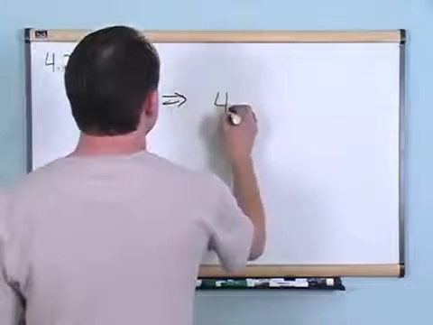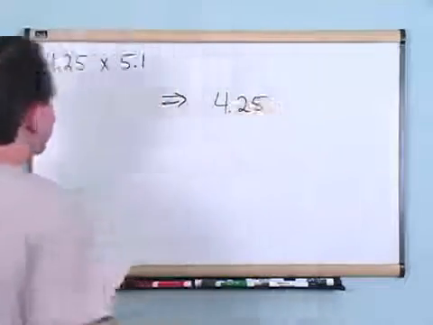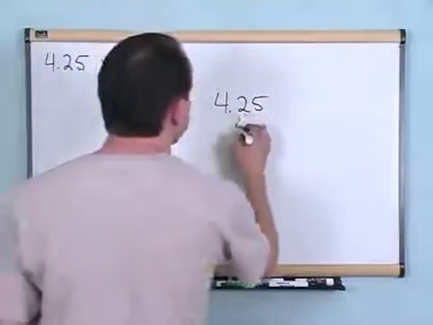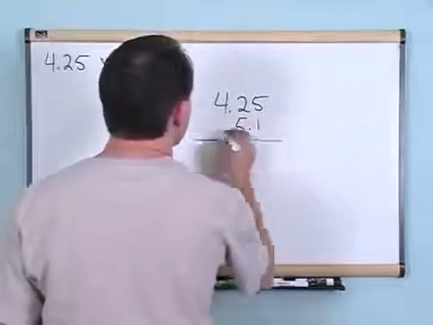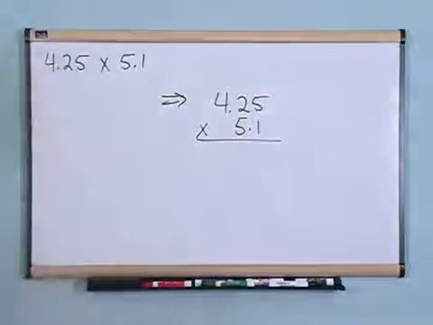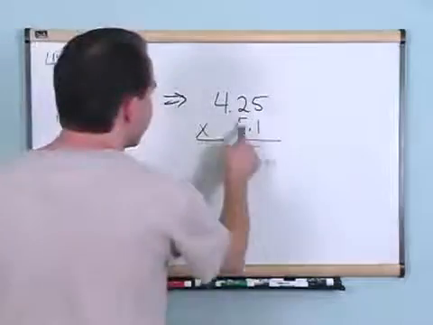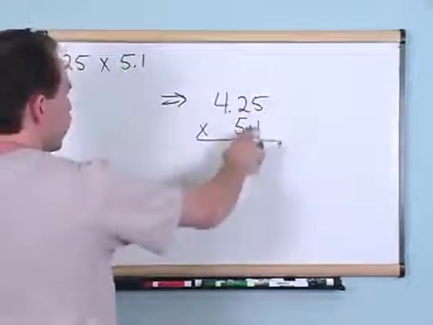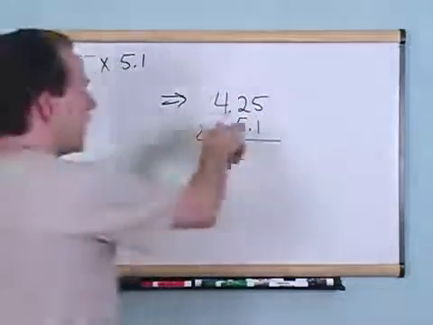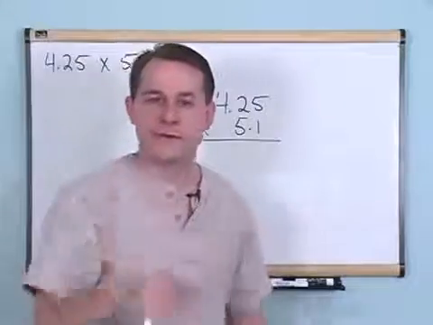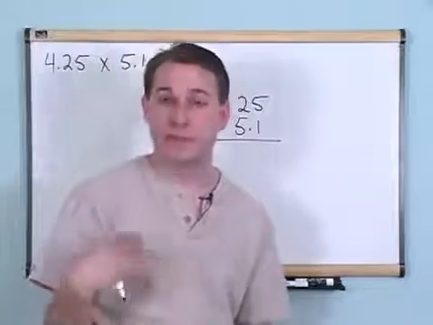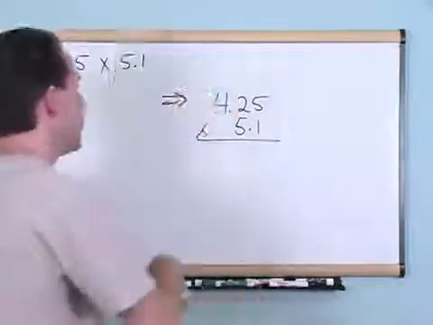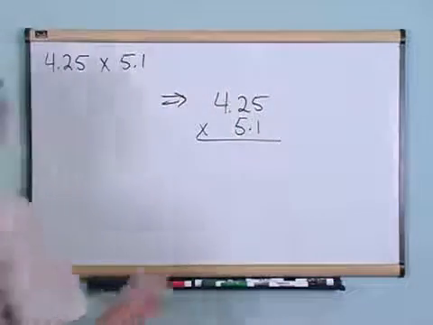Well, you go ahead and write 4.25 on the top, and then you can go ahead and write 5.1 on the bottom. Now notice it's not necessary to line the decimals up when you're multiplying them. You can just line the numbers up and put your decimal. You're not going to drag that decimal down to the bottom like you do when you add and subtract. So let's go ahead and multiply and see where it takes us.